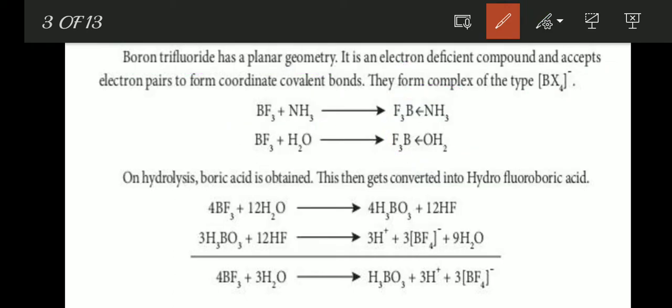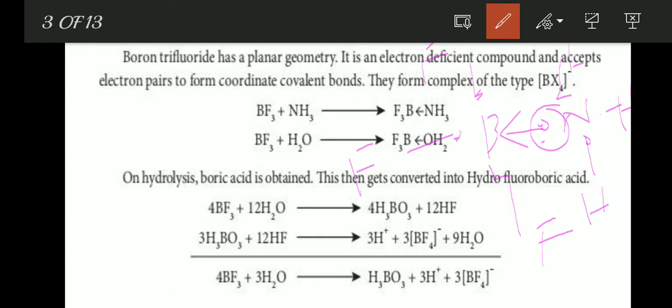Why? Listen. Boron has atomic number 5, valency 3. Three fluorines are added, therefore no valency remains. Nitrogen has atomic number 7, valency 5. Three hydrogens are added, and one lone pair remains. The remaining lone pair is shared with boron, therefore forming a coordinate covalent bond.